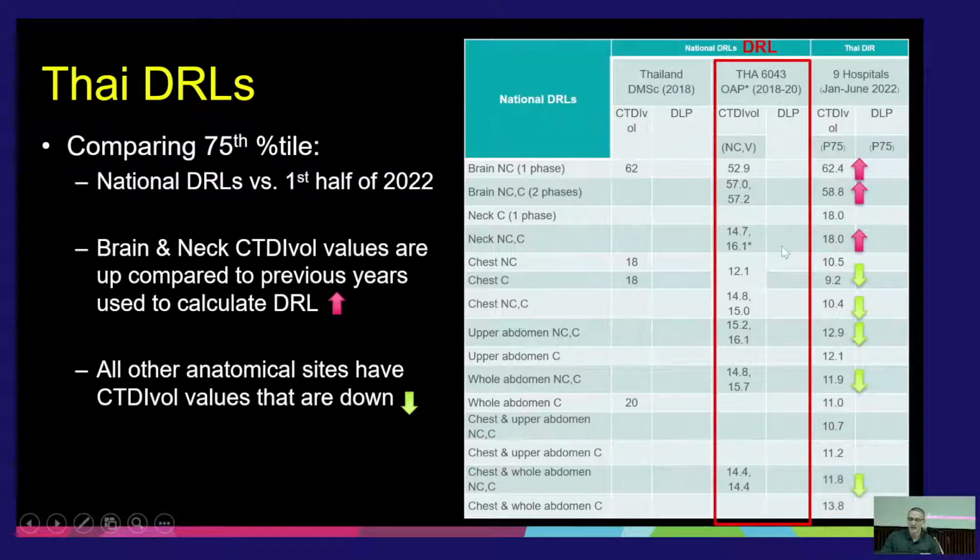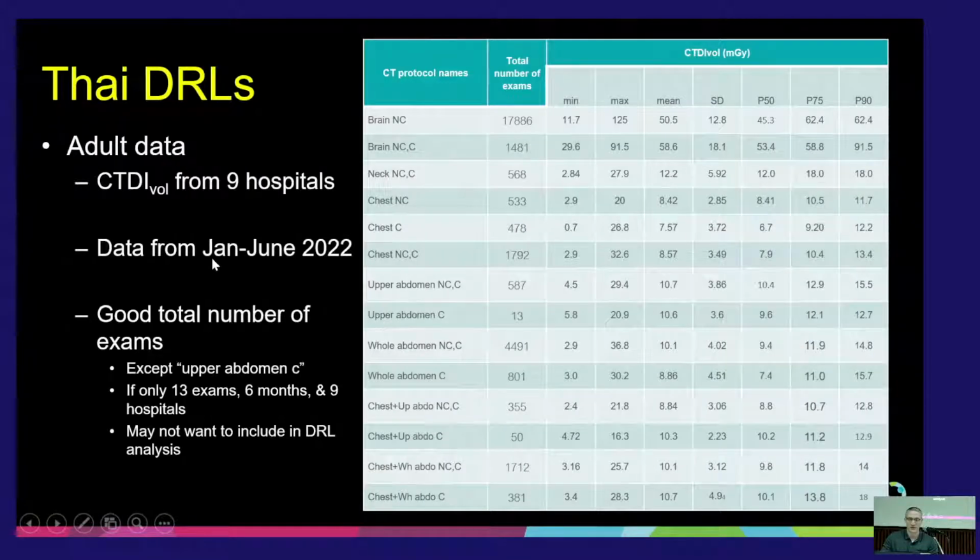So as I mentioned, looking at your data, we give this quick snapshot. You can see that for the head and the neck, when you compare the 75th percentile of these 9 hospitals, they are actually higher than the national DRL. I want to talk about that in a little bit, but the reality is the majority of it is actually lower. And so what do we do with this data when we see that?